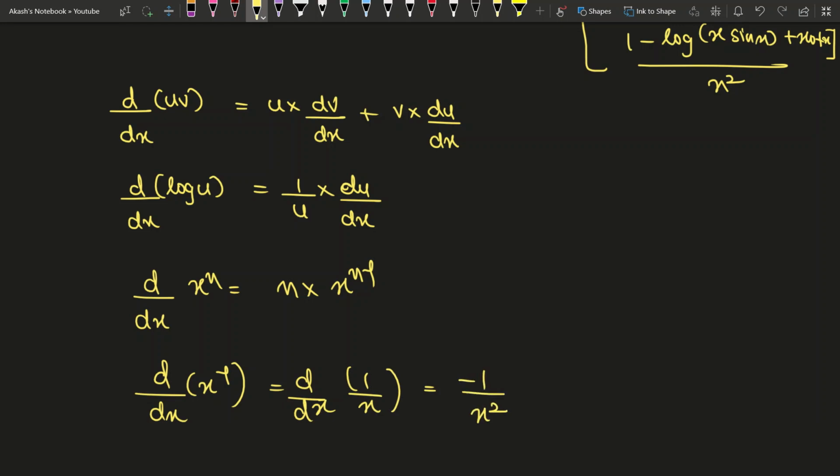Derivative of sin x is cos x, derivative of cos x is minus sin x. We also used chain rule. So we have used a lot of propositions in order to solve this particular question. I hope the explanation is very clear. If you are not getting it in one time, do watch this particular video repeatedly, then you will understand.